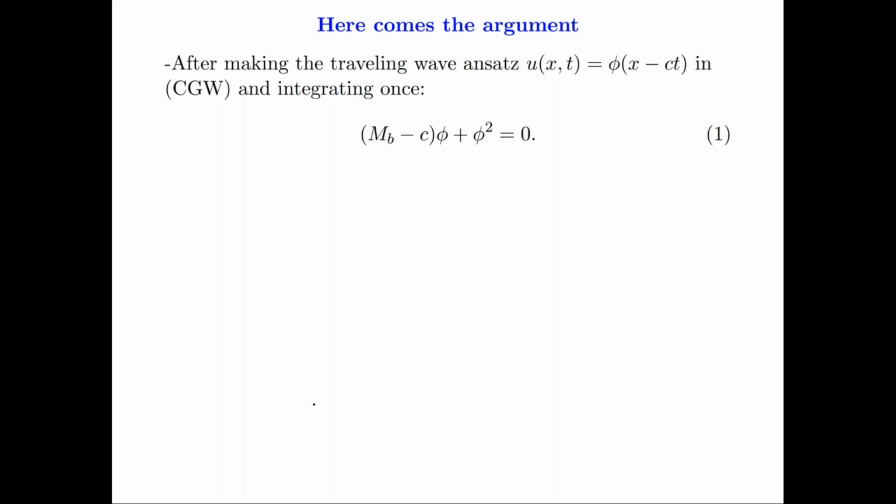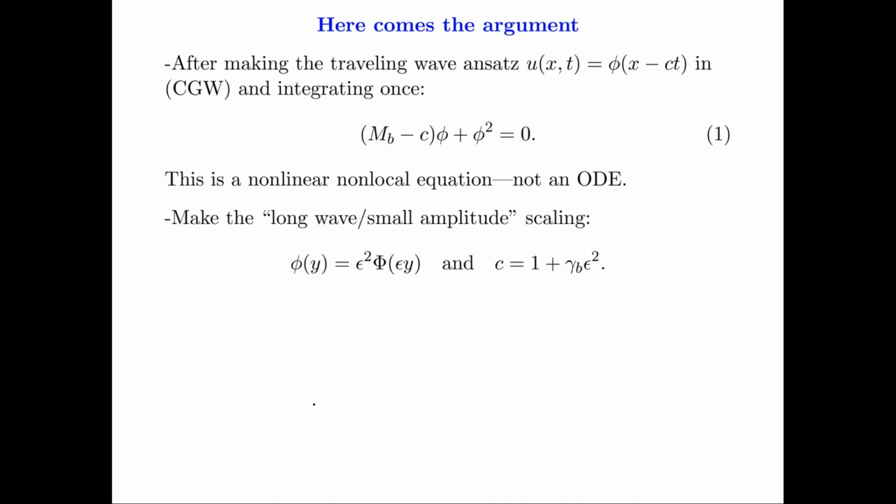So it's m_b minus c, where c is the wave speed, applied to phi, plus phi squared, equals 0. To be clear here, m_b is that Fourier multiplier operator. So this is a nonlinear equation, because of the phi squared, and non-local, because m_b is non-local. It's not an ODE, so you can't do phase plane analysis to get the solution. You have to do something different, and in this case that is functional analysis and perturbation theory. After you've got the governing equation, equation 1, you make what is sometimes called a KdV scaling, sometimes a Boussinesq scaling. I'm going to call it a long wave small amplitude scaling.